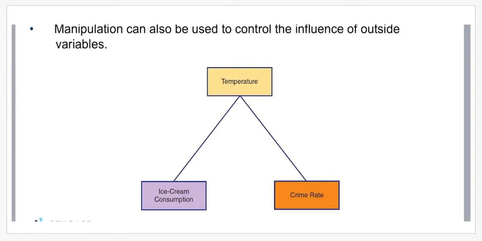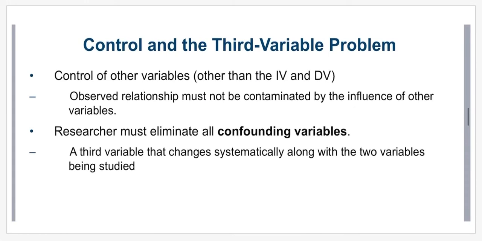We determine when the change is going to happen and what group's going to be where. And by doing that, we are ruling out the influence of other extraneous variables or third variable issues or anything like that. So there's also an issue with controlling here. If we are controlling the other variables other than the independent variable and the dependent variable, then we know that the observed relationship between those two variables is not contaminated by the influence of other variables.